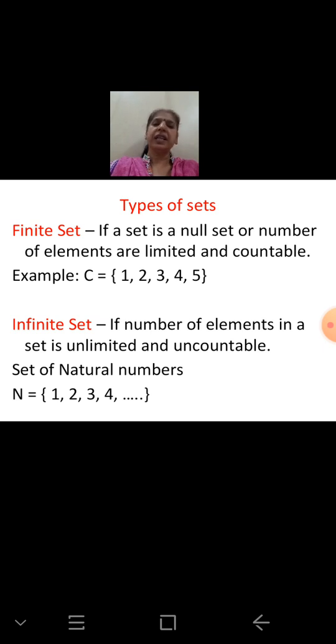Now an infinite set is the opposite of finite. If the number of elements in a set is unlimited and uncountable, like the set of natural numbers. When we say the set of natural numbers, it goes on 1, 2, 3, 4, 5, never ending, it continues. So it is uncountable, and the set of natural numbers is an example of an infinite set. How do we denote the natural numbers? Using capital letter N. So set N is equal to {1, 2, 3, 4, ...}. It's an example of an infinite set. The first one is finite because the elements are limited and countable.